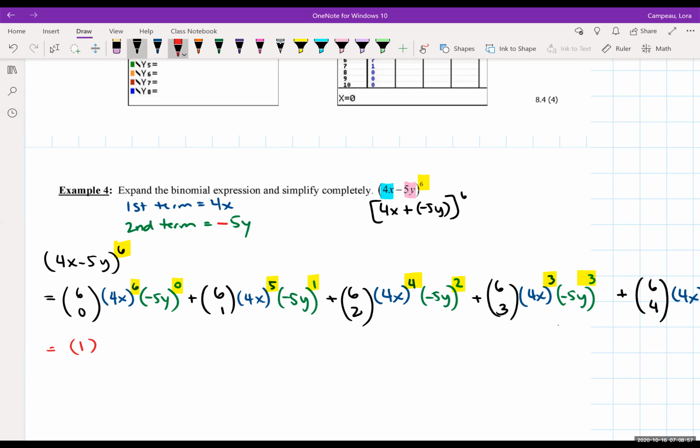If you prefer, you can now start simplifying as you go. And this might need the use of the calculator. If you have 4x to the 6th, you're going to have to raise 4 to the 6th power, and this would involve probably using a calculator. These are kind of large numbers. So keep in mind, I'm not really doing this in my mind. I'm using my TI. So I'm getting 4,096 times x to the 6th. And I do not have to write my negative 5y to the 0 term because that's equal to 1.